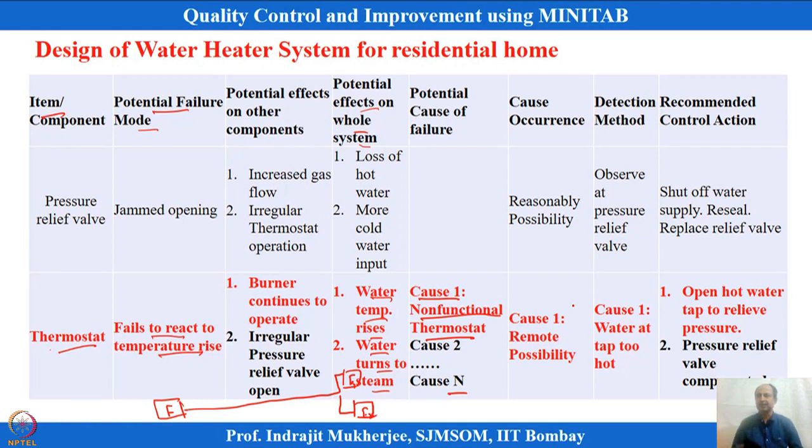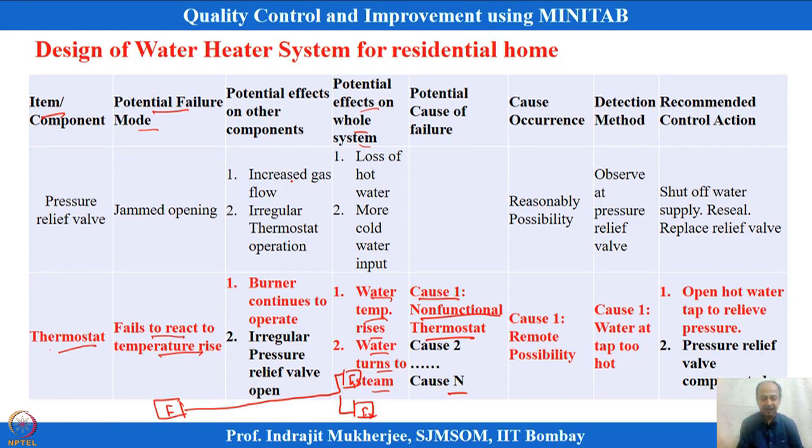Some of the reasons may arise very frequently when I draw the Pareto, appearing frequently, and there can be scenarios which do not occur so frequently. So every cause will have some frequency of occurrence. There is evidence that it will happen.